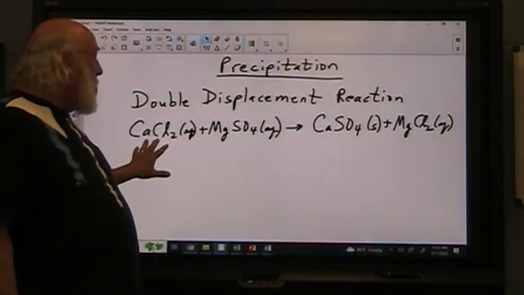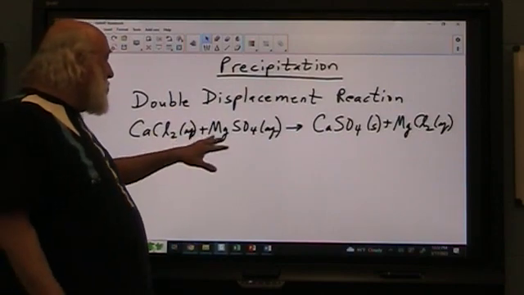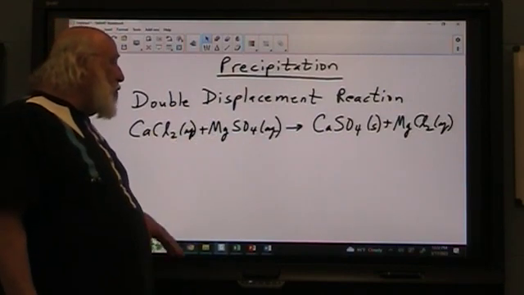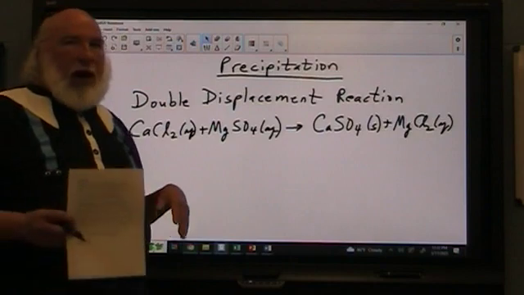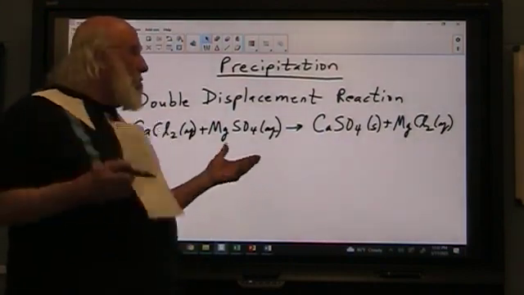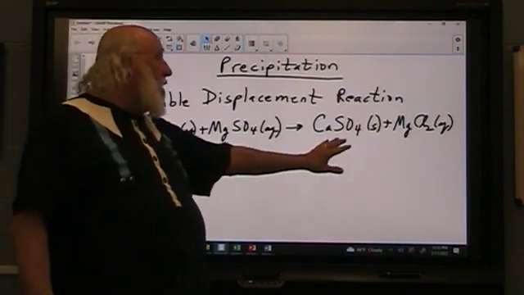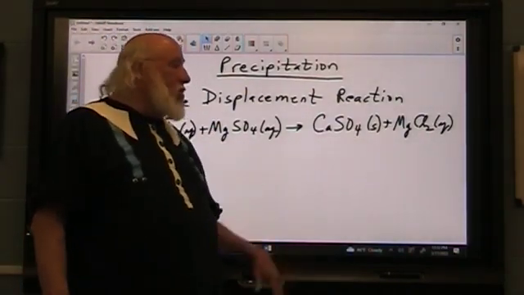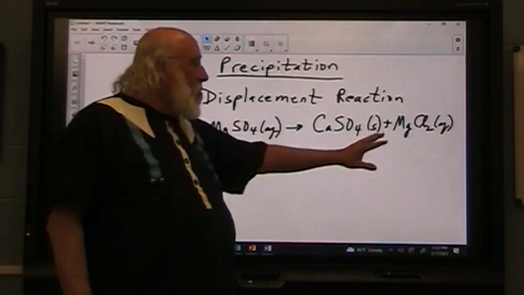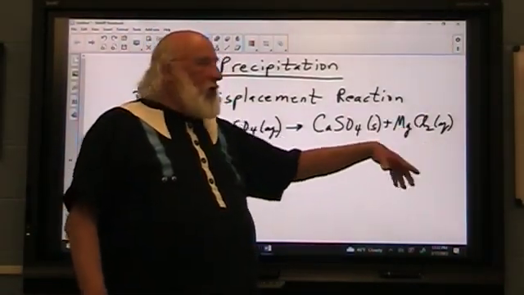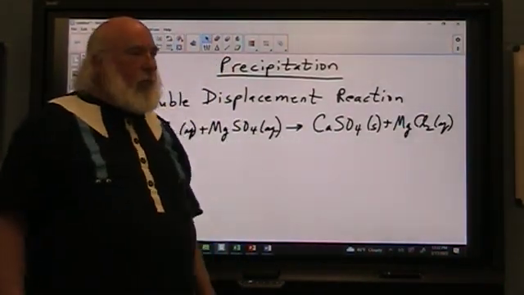We take calcium chloride dissolved in water, aqueous solution, and an aqueous magnesium sulfate. In the past, we've always said that in order for a double displacement reaction to work, you have to have at least one solid. In this case, we have exactly one solid. Calcium sulfate is a solid. And then magnesium chloride stays in aqueous form, so we don't see it, but we do see the calcium sulfate.